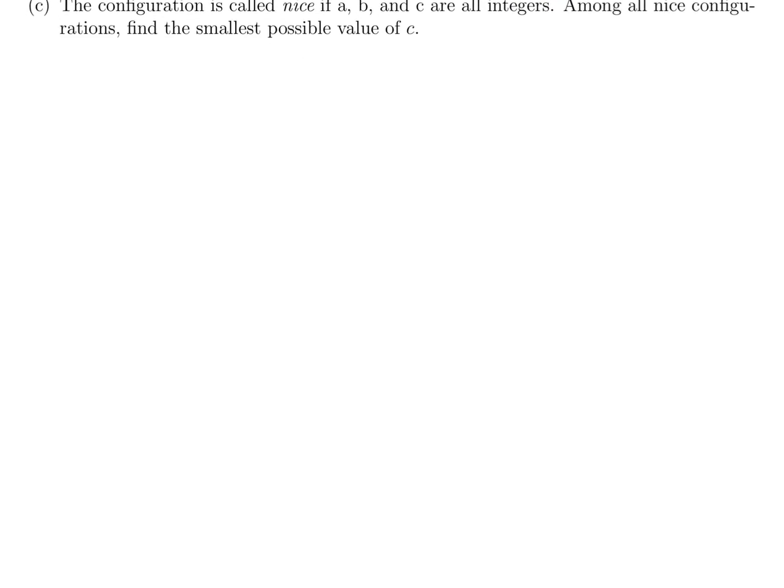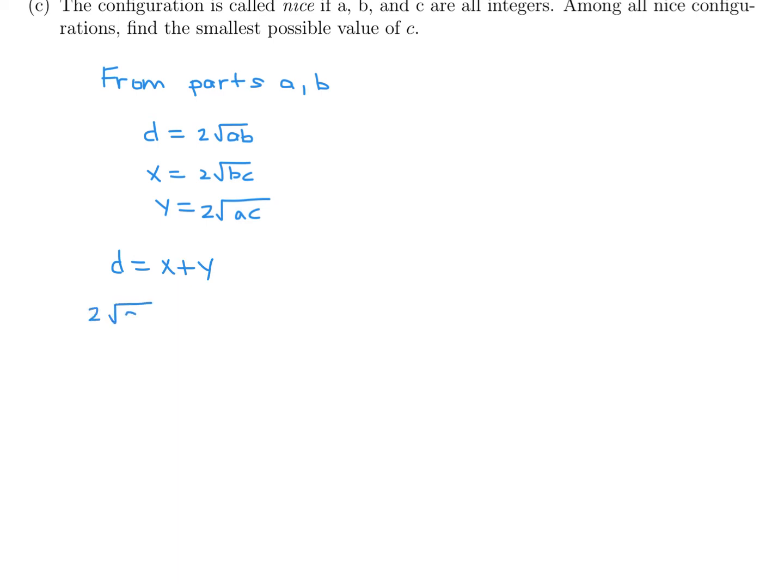And finally, we have the configuration is called nice if a, b, and c are all integers. Among all nice configurations, find the smallest possible value of c. All right, so we had discovered previously some very important equations from parts A and B of this question. The first was that d was equal to 2 root ab, and that x is equal to 2 root bc, and that y is equal to 2 root ac, right? So since d is equal to x plus y, we can use these. So we got 2 root ab is equal to 2 root bc plus 2 root ac, like that. So I have root ab is equal to root bc plus root ac.